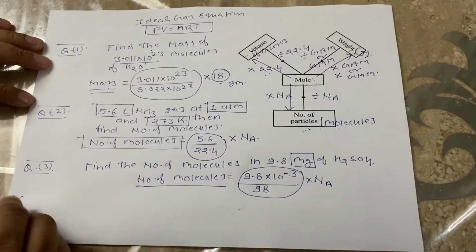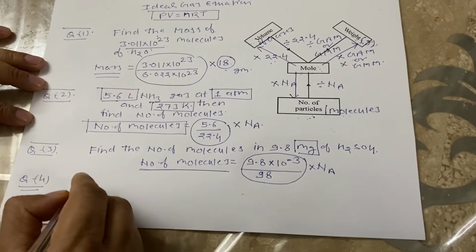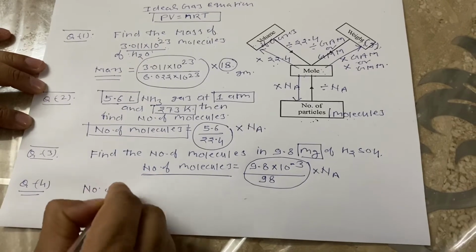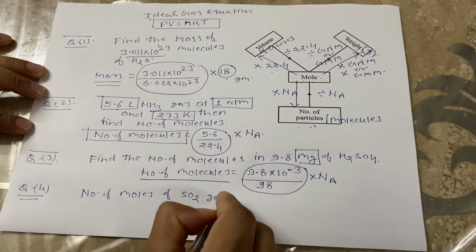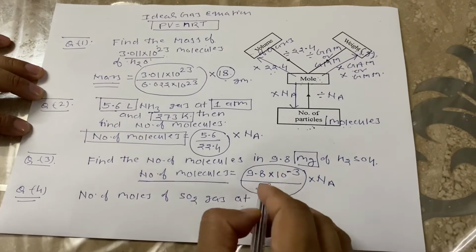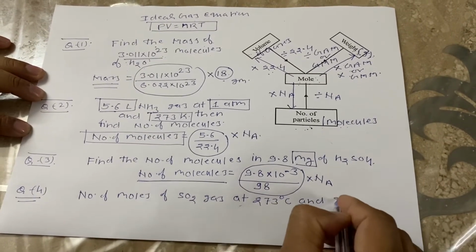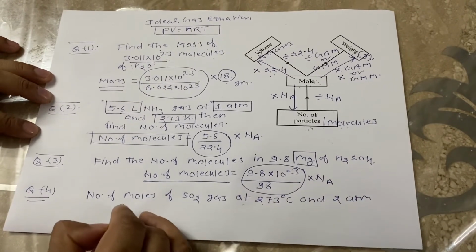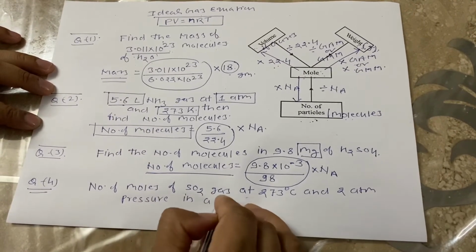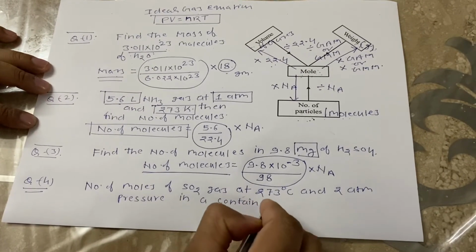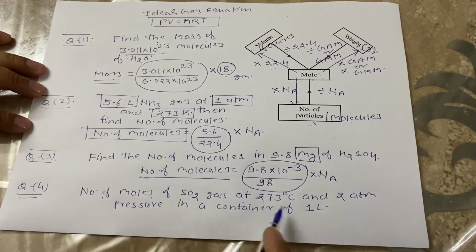We can take one more example, question number 4, in which we want to calculate the number of moles of SO2 gas at 273 degrees Celsius and 2 atmospheric pressure in a container of 1 liter.